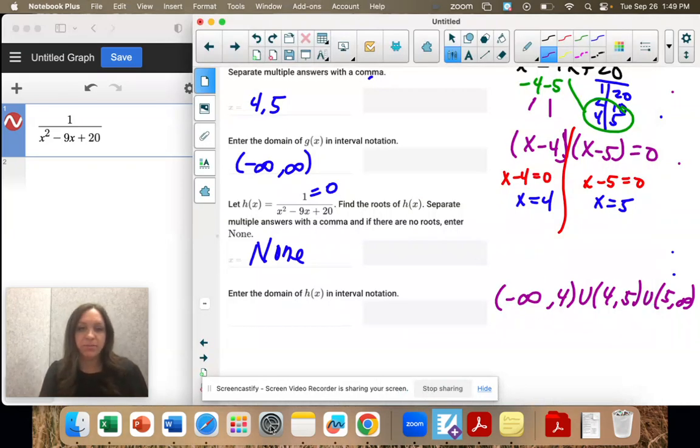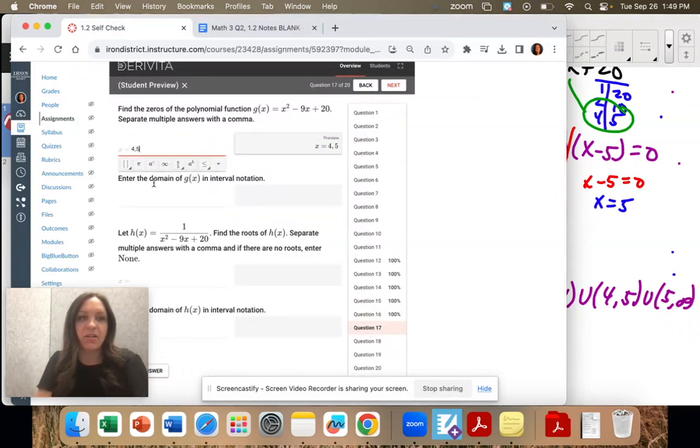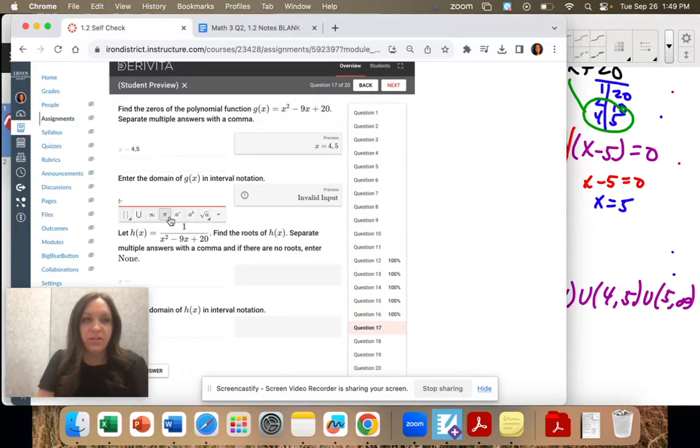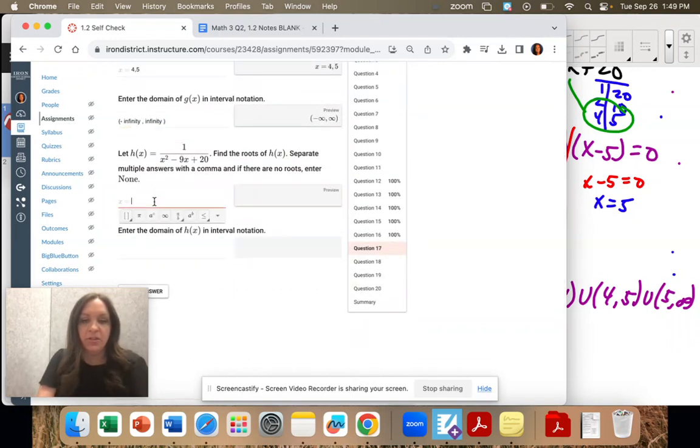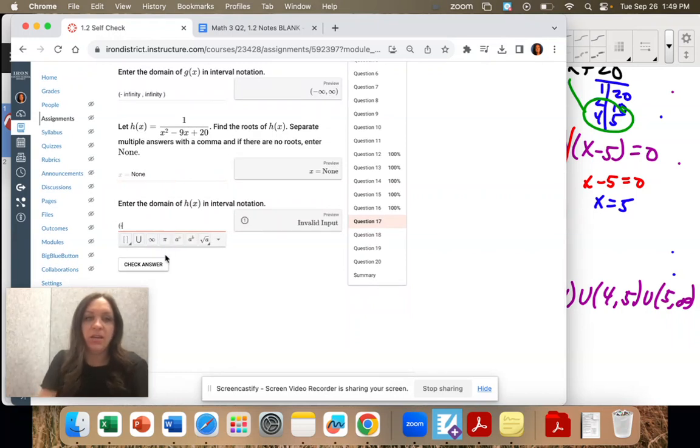And that's our domain. So let me go type it in. I solved for x and got 4 and 5. The domain of a polynomial is infinite. There's no roots when the numerator is 1. And then our domain still goes -infinity to infinity, but you take breaks at the asymptotes.